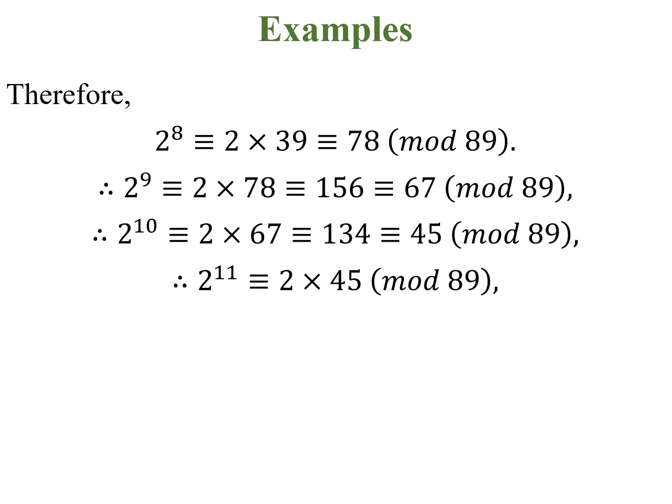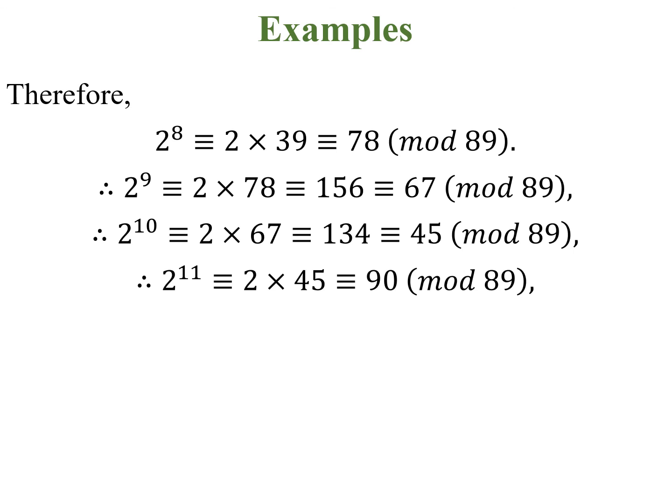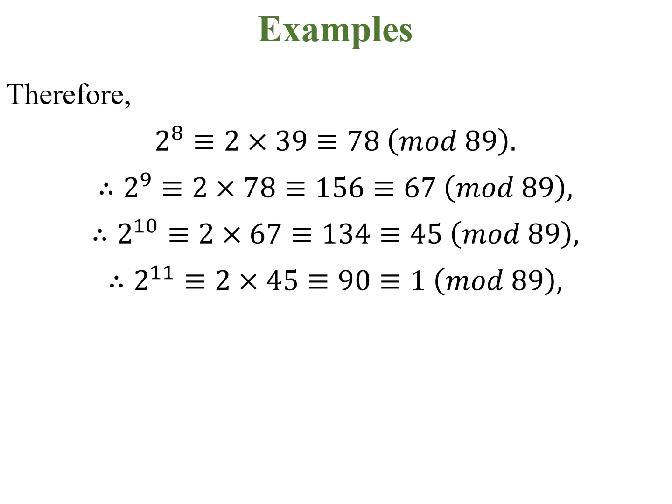So 2 raised to 11 is 2 times 45 modulo 89, it will be 90, and 90 is greater than 89, so subtract 89 from 90, you will get 1. So 2 raised to 11 is congruent to 1 modulo 89.